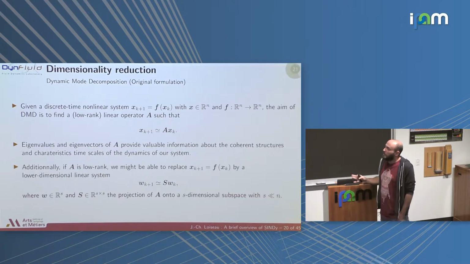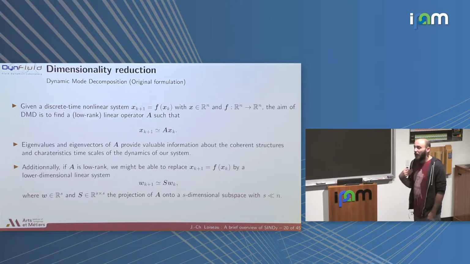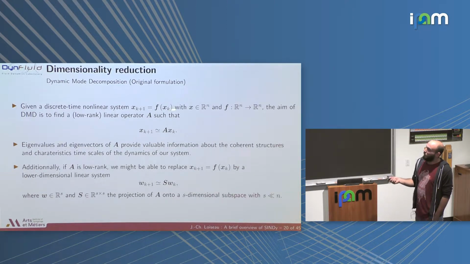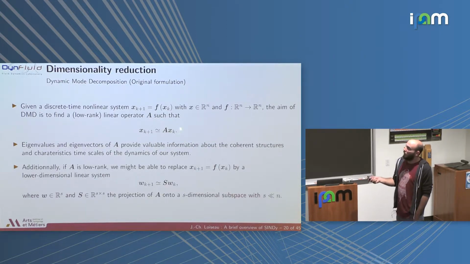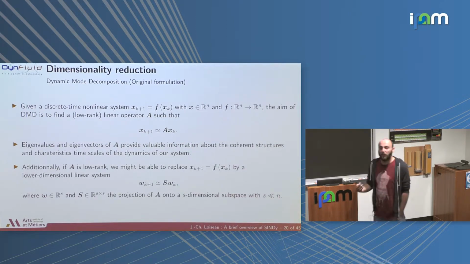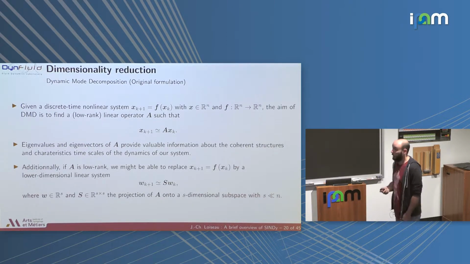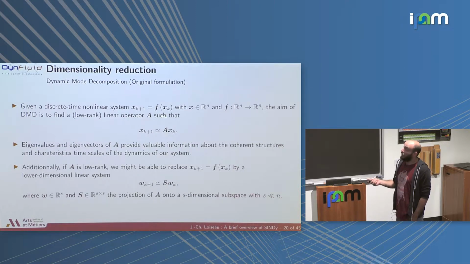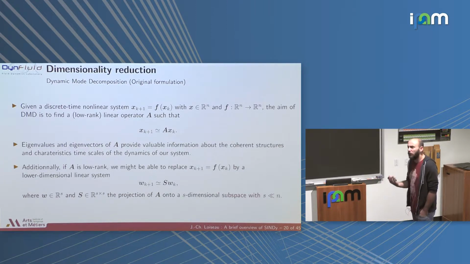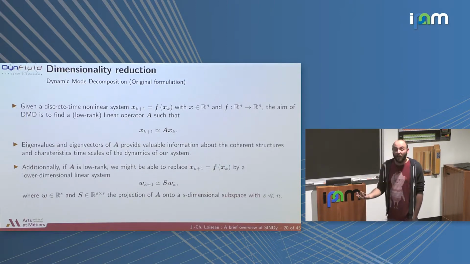So the idea in a nutshell of DMD is we're going to take a discrete time nonlinear system, x_{k+1} equals f of x_k, and the aim of DMD is basically to replace this nonlinear vector-valued function just by a linear operator. Ideally, we'd like this operator A to be low rank. If we can do this, then the eigenvalues of A and its eigenvectors can give you valuable information about the coherent structures in your system, the characteristic timescales of your dynamics, and all this kind of stuff.